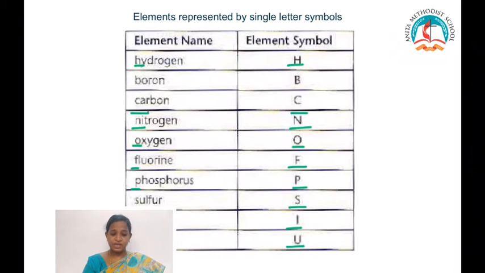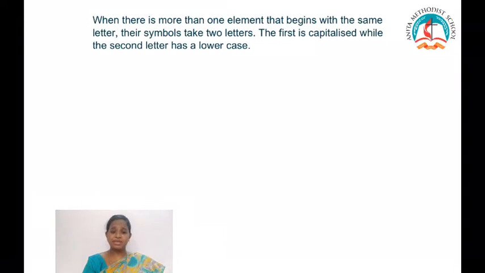The next rule is when there is more than one element that begins with the same letter, their symbols take two letters. The first letter is capitalized while the second letter is lowercase. Again I repeat, when more than one element begins with the same letter, their symbols take two letters. The first letter is capitalized while the second letter is lowercase.